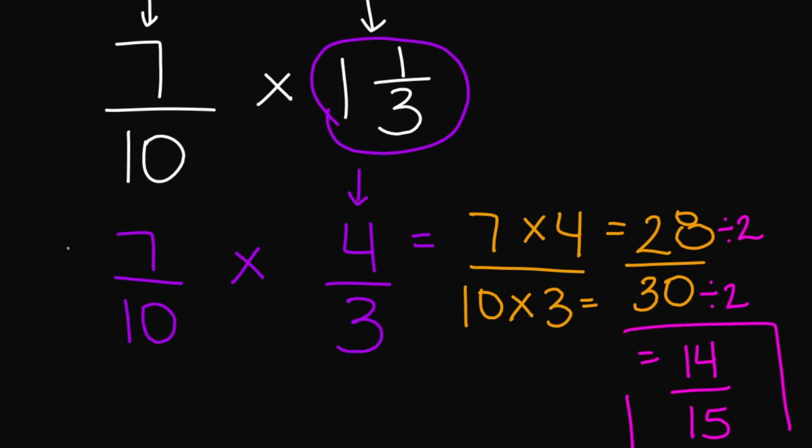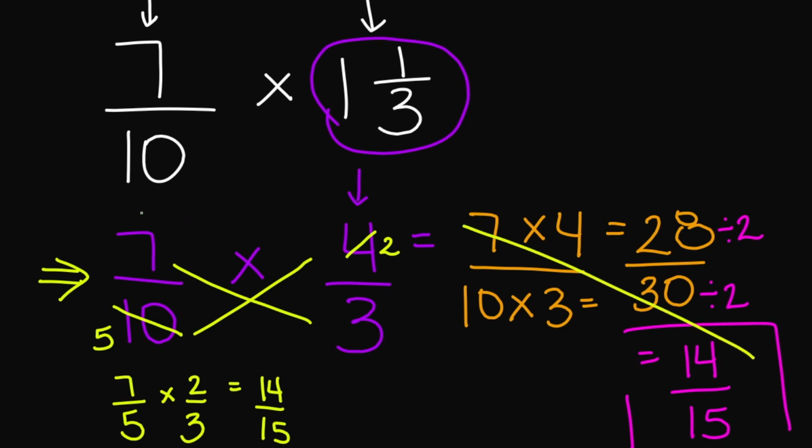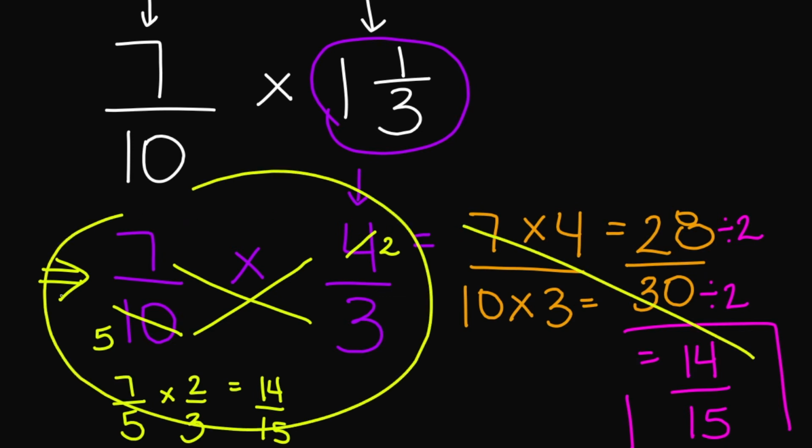And remember, when you get to this step here, if you want, you are able to simplify first and then multiply. So 7 and 3 do not have any common factors, so I'm going to leave that alone. However, 10 and 4, we have common factors. The number 2 goes into both 10 and 4. 2 goes into 10 5 times, and 2 goes into 4 2 times. So you're going to get 7 over 5 times 2 over 3. This is going to give you 14 over 15. So if you want to avoid this step here, you can just simplify right before you multiply.